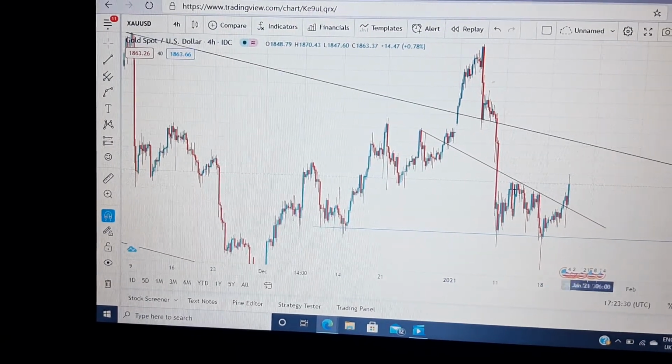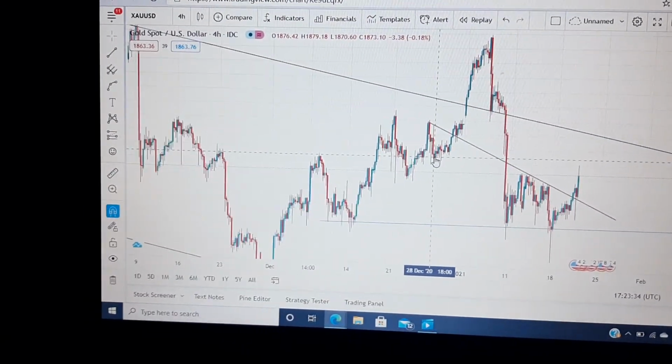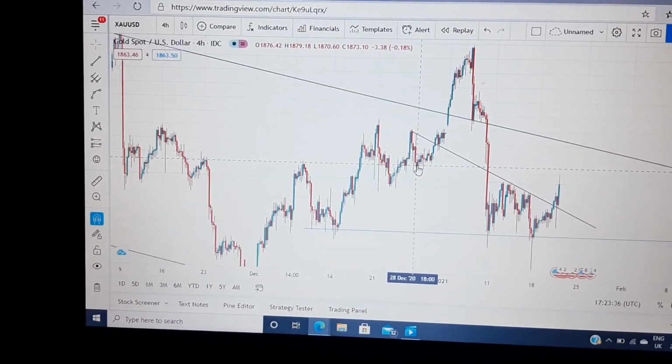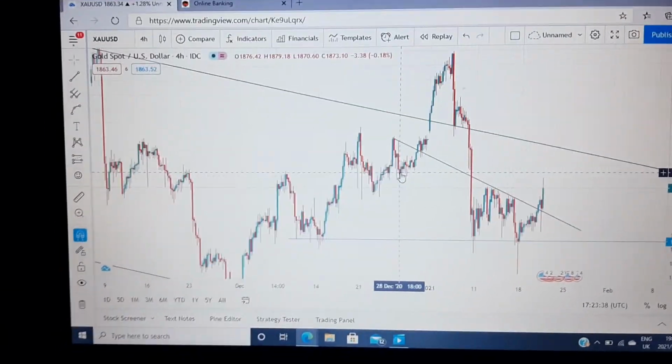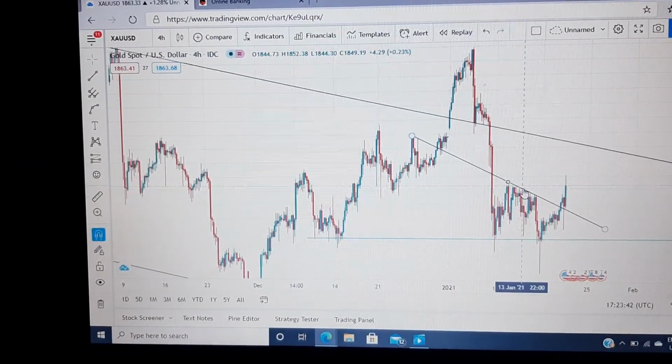Yep. So as you can see, I've made use of my trend line here. And remember the rules of a trend line. A trend line must have 2 or more connecting points. So as you can see here, I've got my first point, my second point, and my third one.